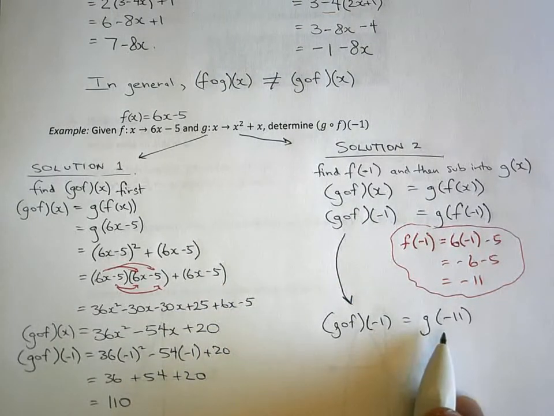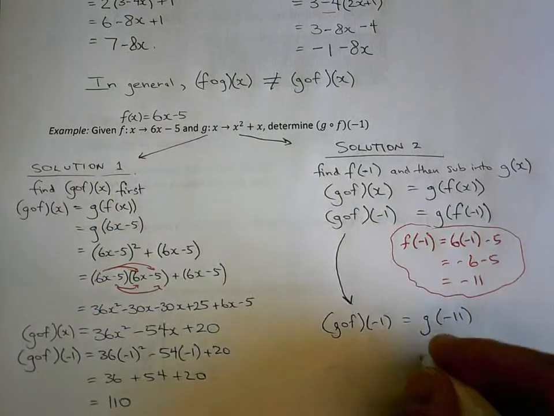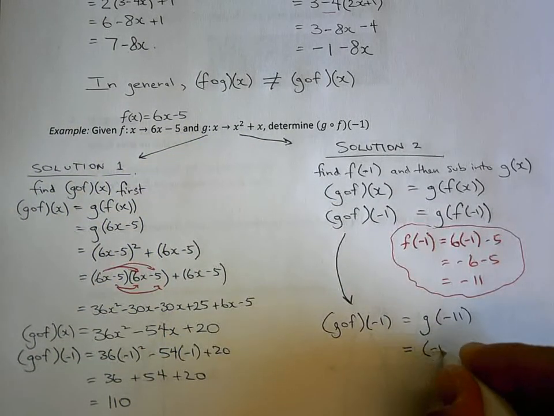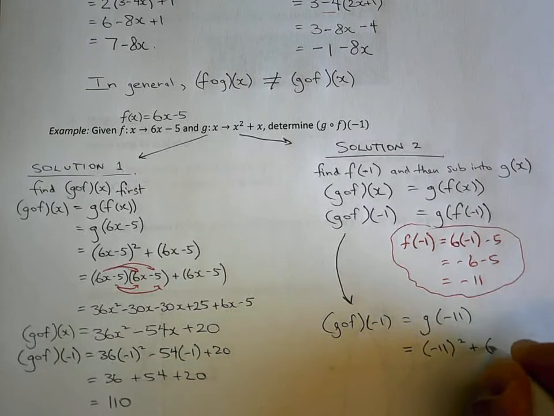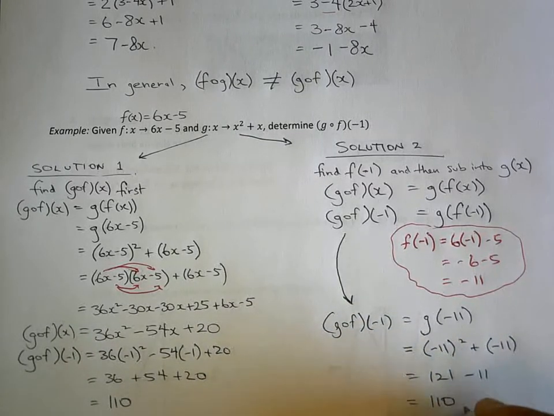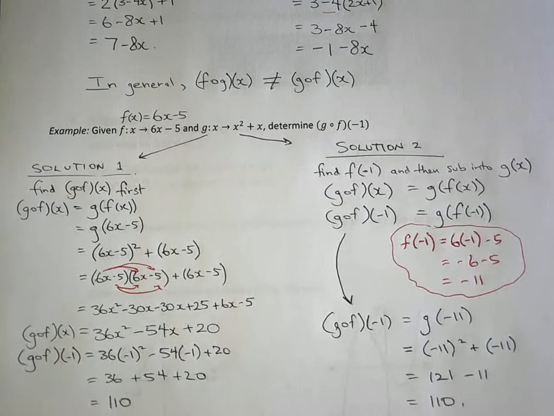Well, now I just have to go to my g function and replace all the x's with -11. So I have -11 squared plus -11. So I end up with 11 times 11, which is 121, minus 11, this gives me 110. So two different solutions that give me the same answer. Which one do you like?